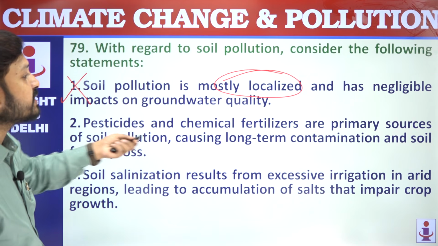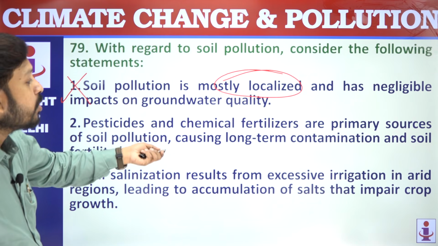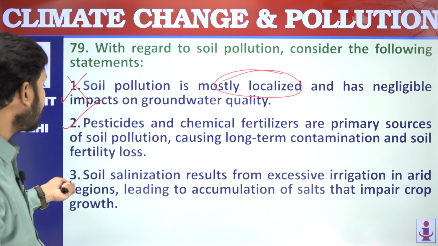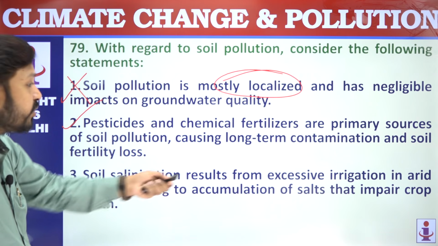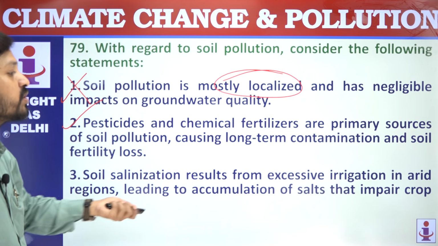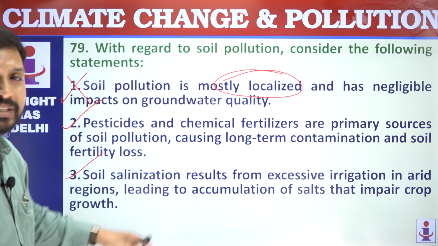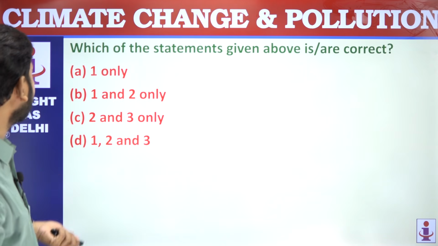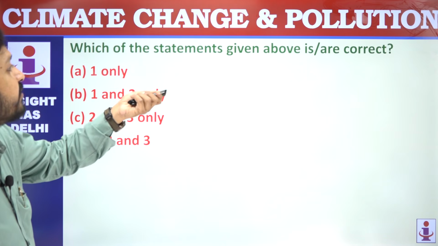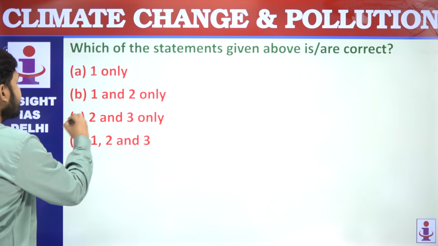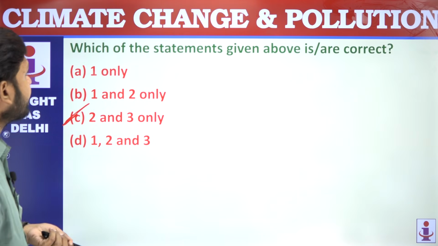Pesticides and chemical fertilizers are primary sources of soil pollution, causing long-term contamination of soil and fertility loss. This is a right statement. Soil salinization results from excessive irrigation in arid regions, leading to accumulation of salts that impact crop growth. This is also right. Earlier we have seen, right, soil salinization due to excess irrigation. So which of the following statements given are correct? Okay, so 2 and 3 are correct here. So 2 and 3 are there in the C option. So C is our correct answer.